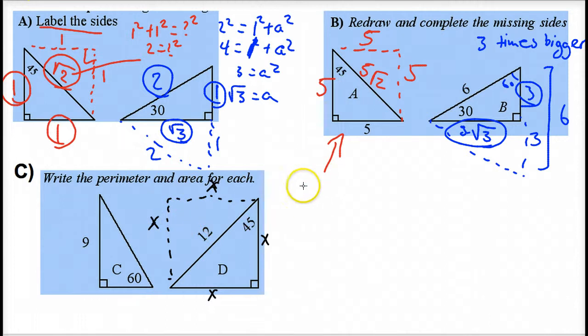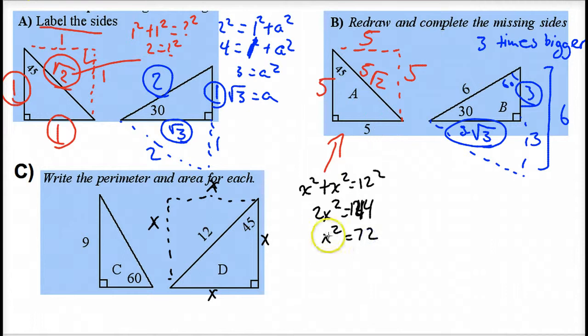Again, I can use Pythagorean theorem, so I would say x squared plus x squared equals 12 squared. Then that would give me 2x squared equals 144. And then we'll divide both sides by 2, and x squared will equal 72. And then if we square root that, x equals square root of 72. Now, square root of 72 does simplify, because that's actually 36 times 2.